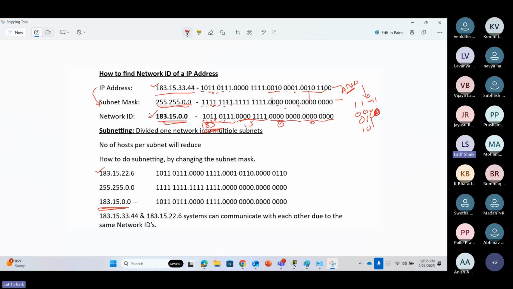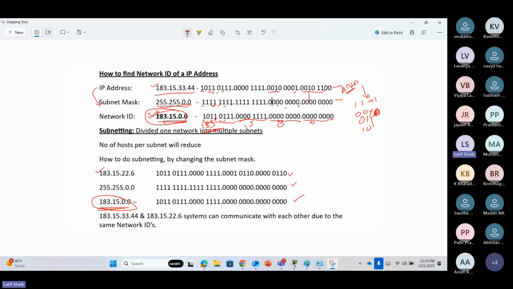So this is the network ID. You have to do the same here, and then we get a network ID. Both network IDs are the same, so these two systems will communicate with each other. How does the system do it? It uses the subnet mask, does an AND operation between the IP address and subnet mask, and gets a network ID. If both systems' network IDs are the same, they will communicate with each other.